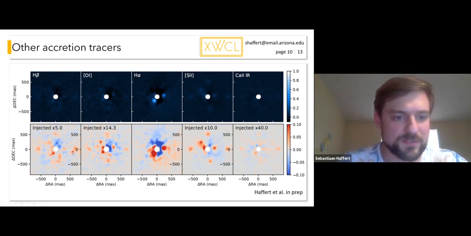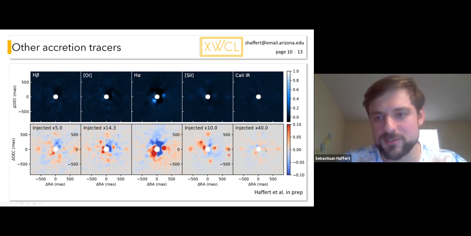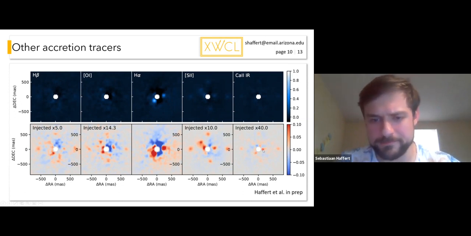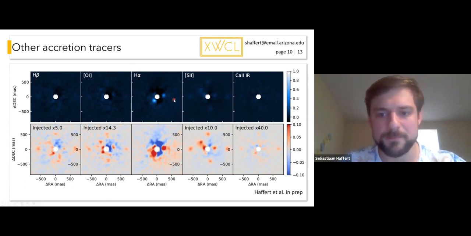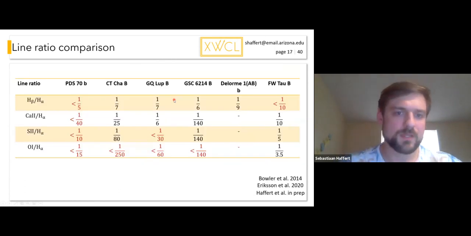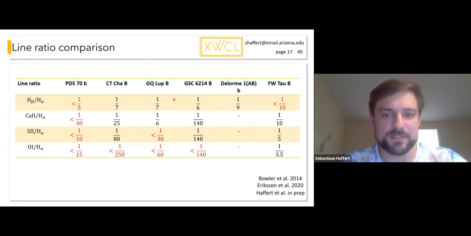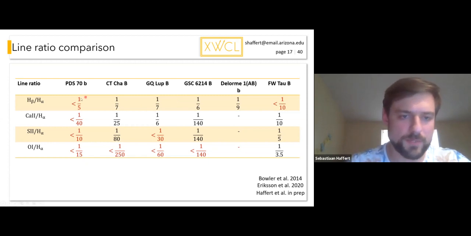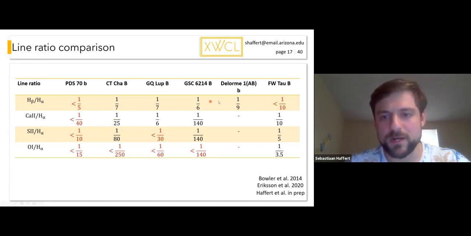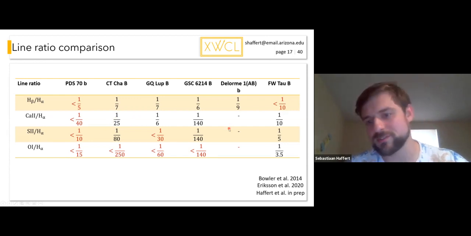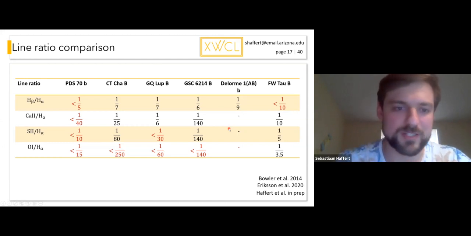So as you can see, we have detected no H beta, no oxygen, no S2, no calcium IR. So at the moment, the only emission line that we have detected is H alpha. If we compare this to other brown dwarfs or other low mass companions that are accreting, we can see that the line ratios of PDS 70 b are quite comparable, at least the upper limits.